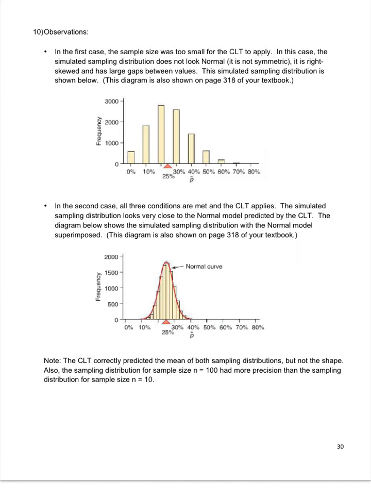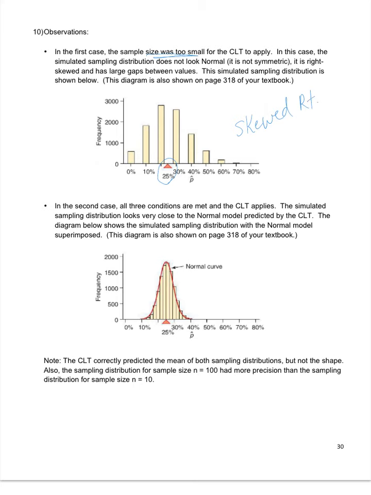Okay, so some observations. In the first case, the sample size was too small. Remember, that second condition wasn't met, and it was too small for the central limit theorem to apply. So in this case, the simulated sampling distribution does not look normal. It's not symmetric. It is right skewed and has large gaps between values. The simulated sampling distribution is shown below. This diagram is also on page 318 of your textbook. Keep in mind, it did predict the mean, but the shape was not correct. This is skewed right, and the model predicted it to be normal, or mound-shaped.